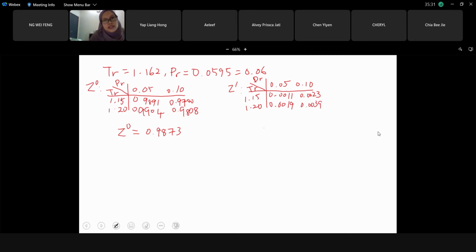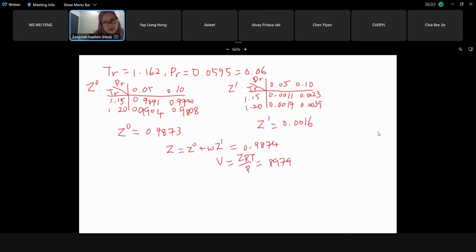Okay, so in this case, I get Z1 as 0.0016. So Z equals Z0 plus omega Z1. So dapat 0.9874. So your B is ZRP over P. So dapatlah 89.54.